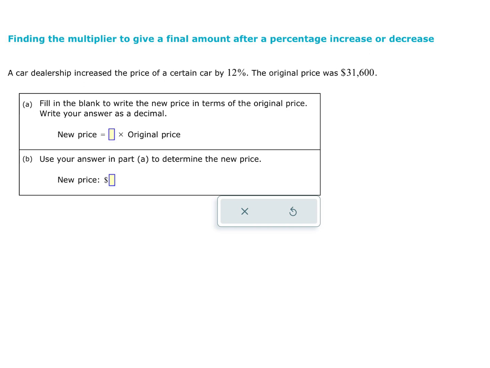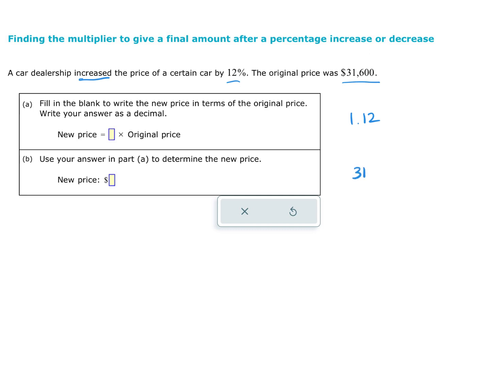Well, it says they increased the price of the car by 12%. So we need to take the original price, and then we need to multiply it by the whole original price, which is one whole, plus the 12%. And we'll change the 12% to a decimal. So the number that we're going to multiply this by is 1.12, not just 0.12, because that would just give us the amount that they increased it by. And then part B says use your answer in part A to determine the new price.